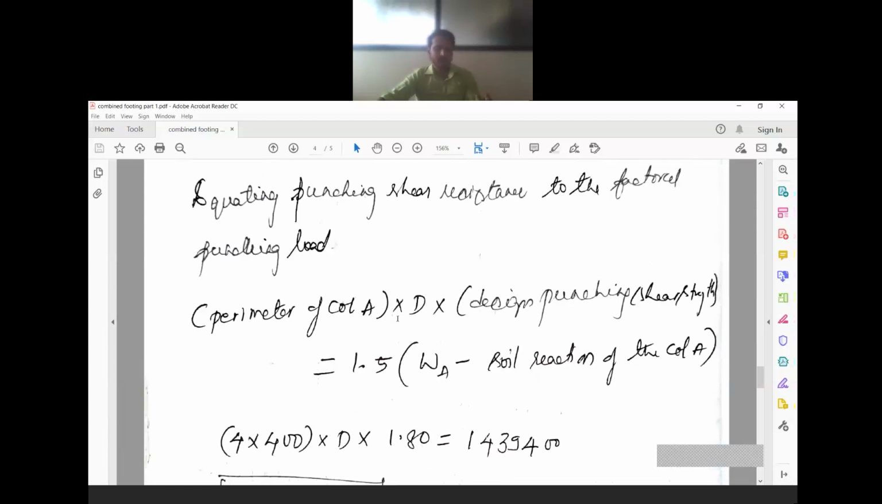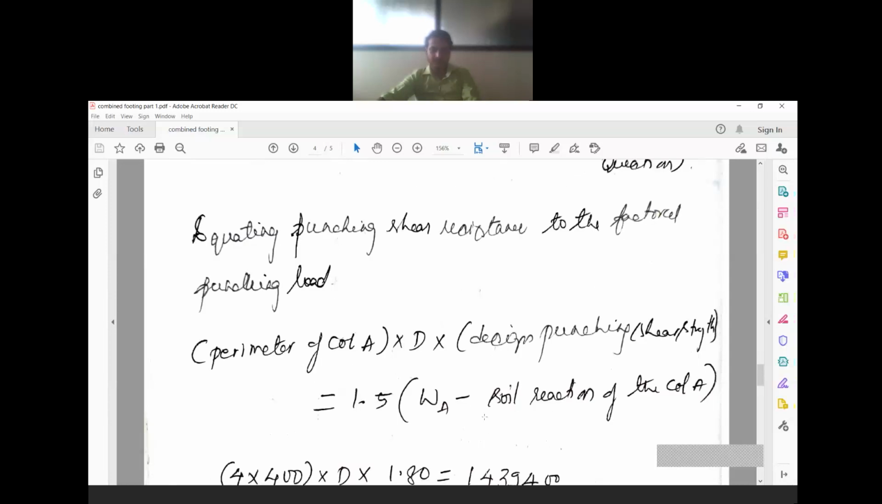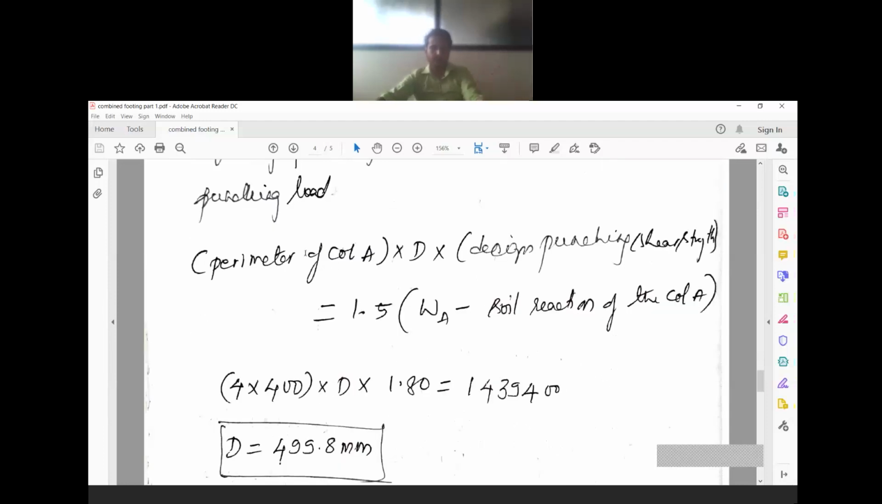Perimeter of column A into depth of the foundation into design punching shear strength, which is equal to 1.5 multiplied by WA, that is load on column A minus soil reaction of column A. This condition is nothing but a factored punching load. This is the punching load, 1.5 factored. So whatever the formula on the right side, you have already calculated the factored punching load.